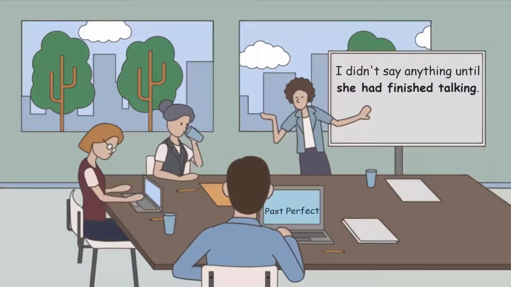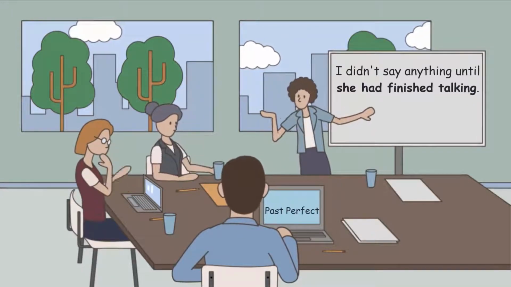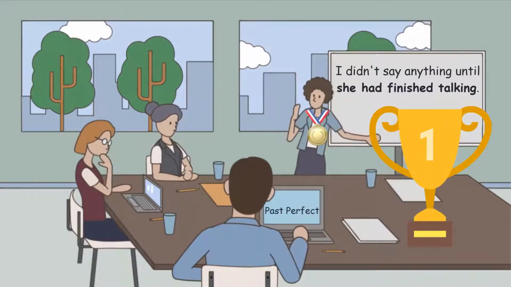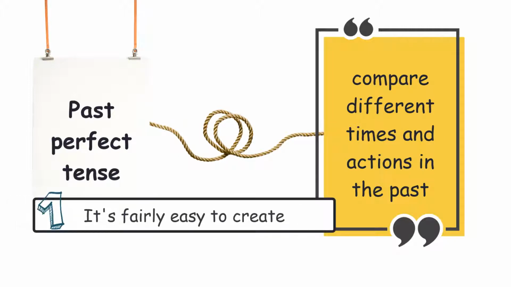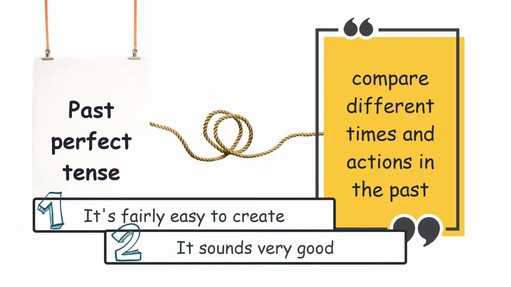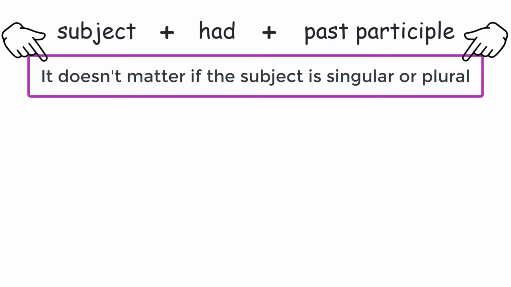Having the right skills to be able to speak in detail about the past in English is a great advantage. The past perfect tense gives you the missing link that enables you to compare different times and actions in the past. It's fairly easy to create and it sounds very good if you can use it correctly. The formula for the past perfect tense is subject plus had plus past participle. It doesn't matter if the subject is singular or plural, the formula doesn't change.